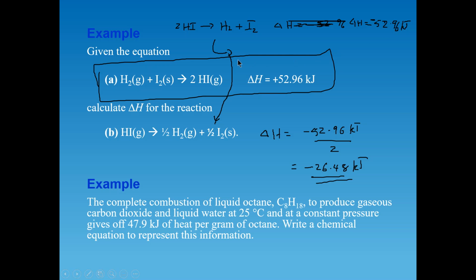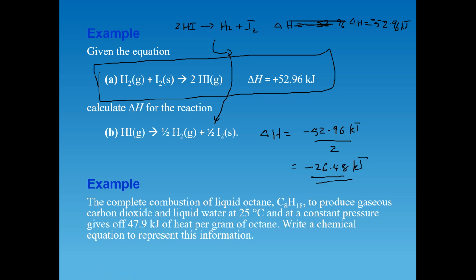And then now, to get from that equation to this equation for which we're trying to find delta H, since all the coefficients here are halved to get this, that means that we'd have to halve the value of delta H here to get the delta H value for the equation for which the question is asking for. So that means you divide minus 52.96 by 2, and that will give you 26.48 kilojoules. And that's basically how that is done.